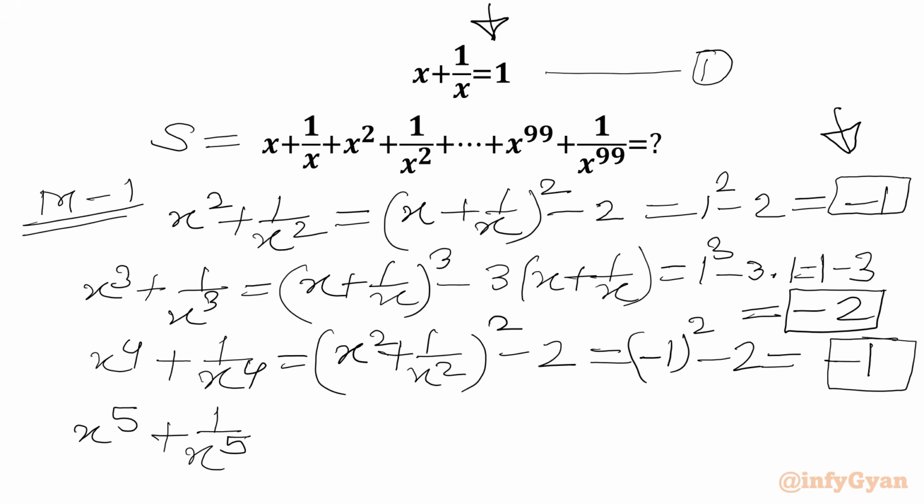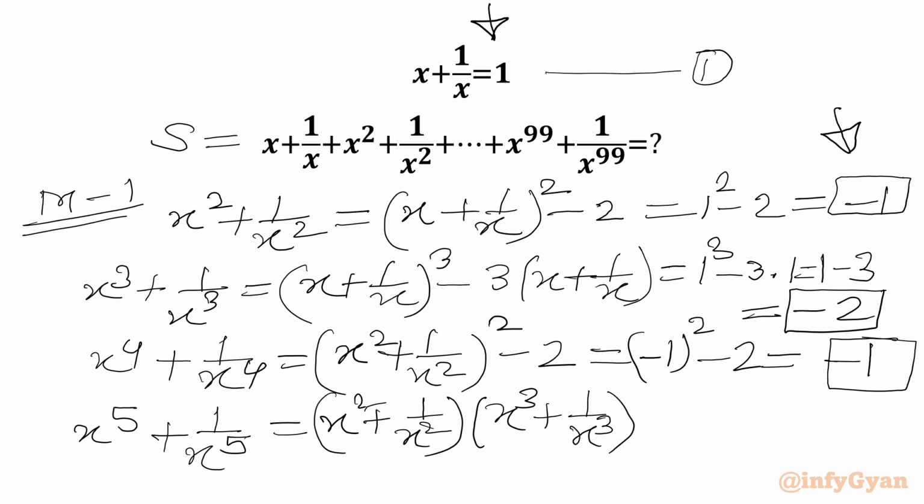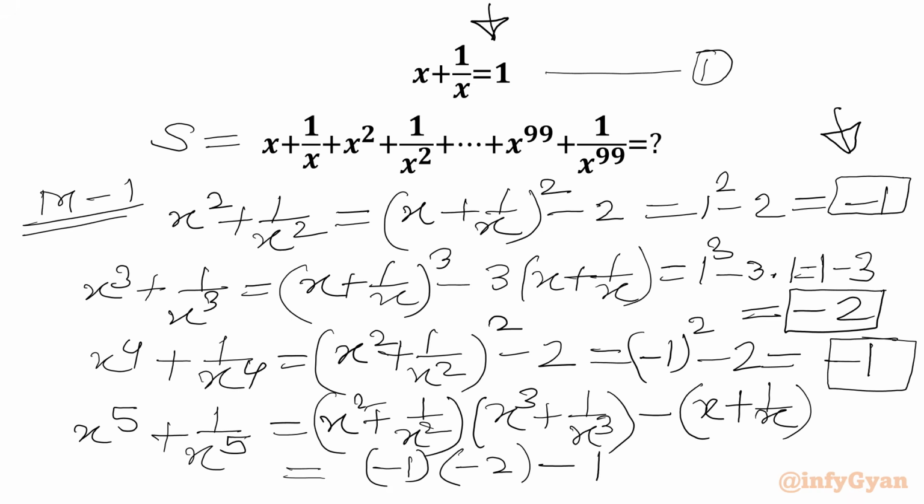Now we have to find x power 5 plus 1 over x power 5. So I will multiply the x square plus 1 over x square equation with the x cube plus 1 over x cube equation. Now I have to take away x plus 1 over x from here. Now x square plus 1 over x square is minus 1, x cube plus 1 over x cube is minus 2, and x plus 1 over x is 1. 2 minus 1 is 1.